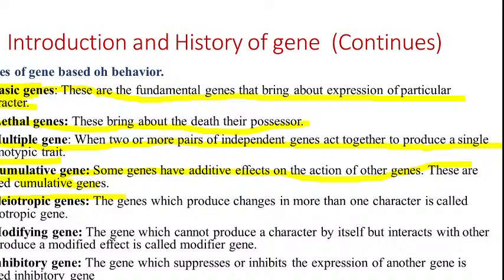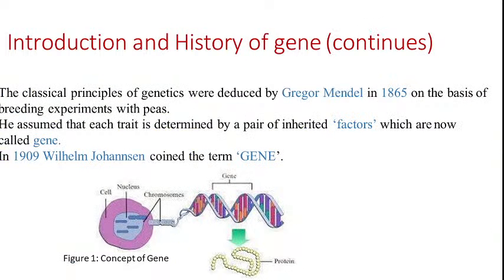Pleiotropic genes. The genes which produce changes in more than one character are the pleiotropic genes. So you have to keep remembering these pleiotropic genes, because these genes produce change in more than one character. Modifying genes. Inhibitory genes. The genes which suppress or inhibit the expression of another gene are known as inhibitory genes.